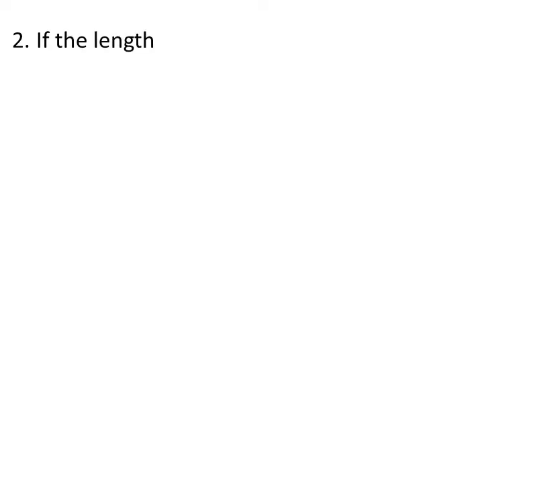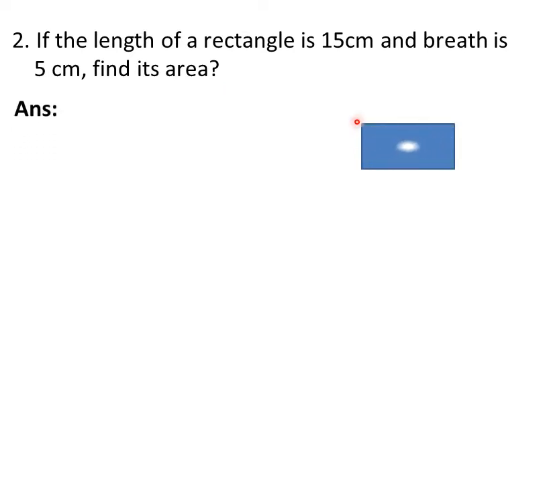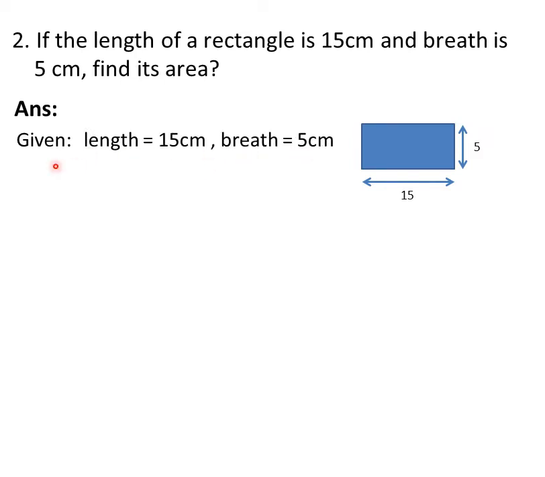The second problem is, if the length of a rectangle is 15 centimeters and the breadth is 5 centimeters, find its area. So here the solution is, we'll draw a diagram that is a rectangle where you have the length as 15. This is the length and the breadth is given to us, which is 5. Now first let us write what is given, that is the length of a rectangle is 15 centimeters and breadth is 5 centimeters. First write what is given, so your sum becomes easy. And then what we want to find is its area.